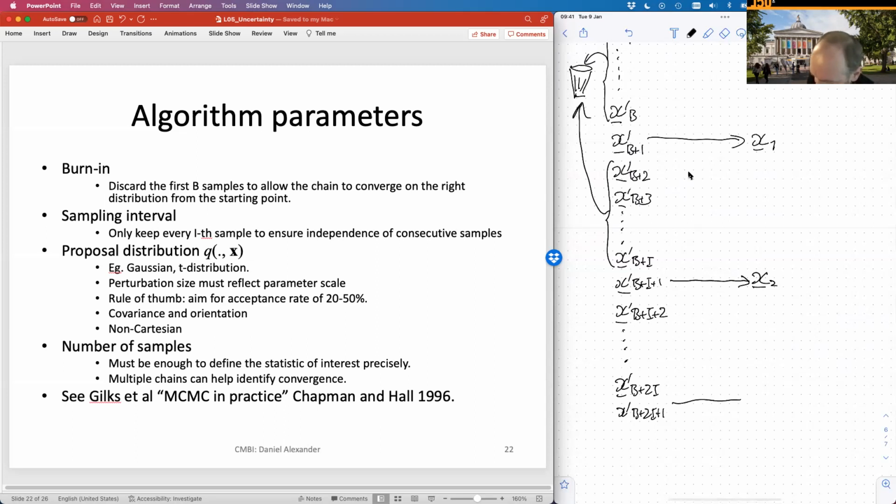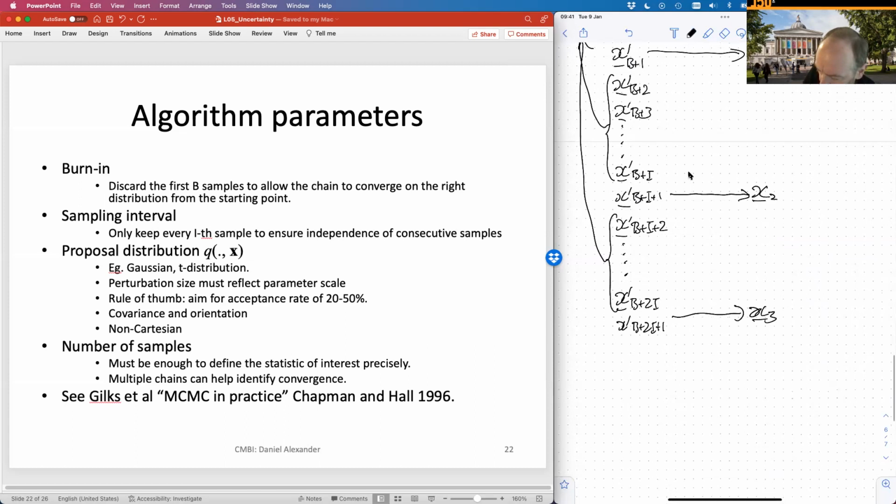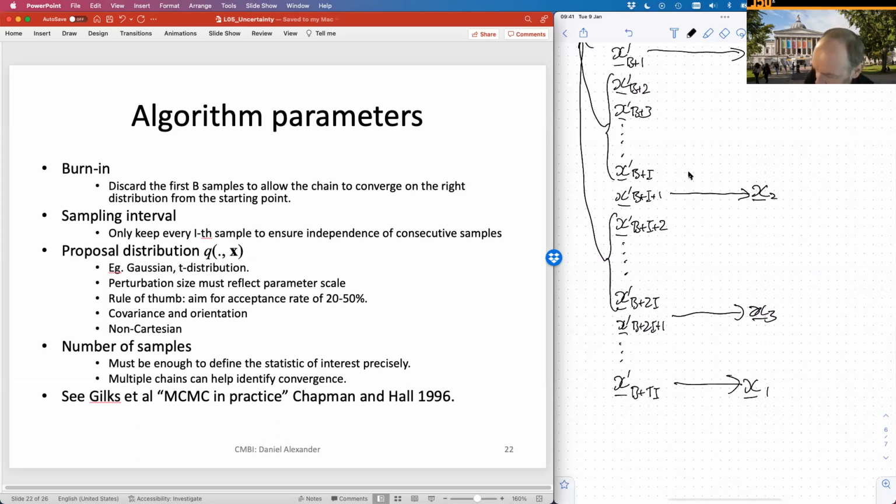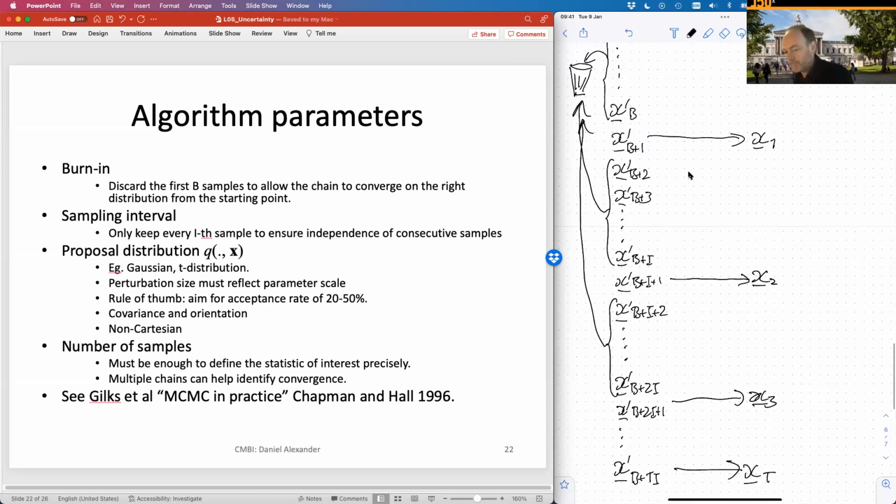So that would be my X3. I'm going to bin this lot. Oops. And then keep going up to the final sample of our list, which would actually be X dashed B plus TI. And that would give us our final sample XT. Why would we do this? Seems incredibly wasteful. Why discard these big chunks of samples in between ones that we actually collect?